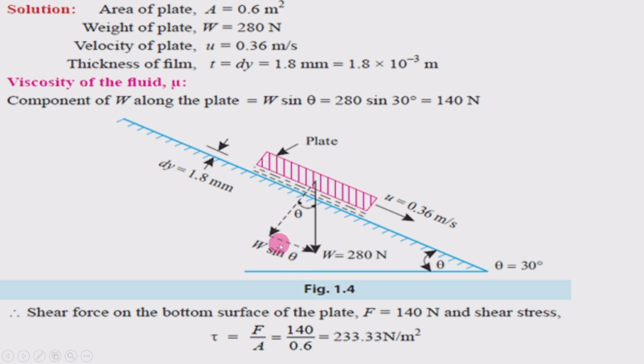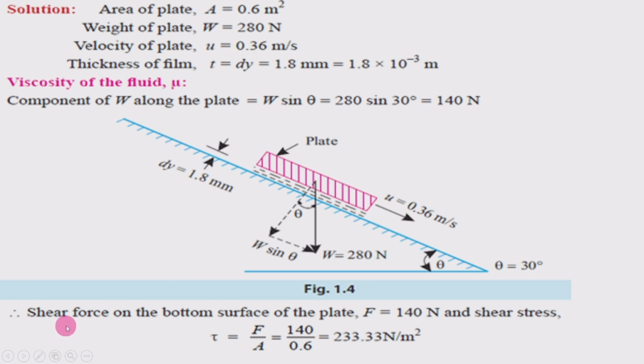Along the plate, that component is here, and that is W sine theta. That is the weight component along the plate, W sine theta, and the theta angle is given. This angle is 30 degrees. Here also we are going to get the 30 degrees. Theta is equal to 30 degrees. W is already given, that is 280 Newton. 280 sine 30 gives 140 Newton.